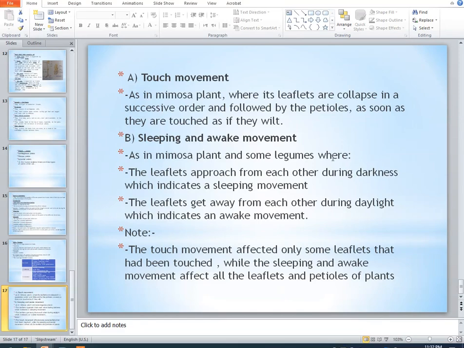We'll talk about the movement of the plants. Number 1, touch movement, as in the mimosa plant, whose leaflets collapse in successive order, followed by the petioles, as soon as they are touched. Sleeping and awake movement, as in the mimosa plant and some legumes, where the leaflets approach each other during the night, indicating sleeping movement. These leaflets move away from each other during the day, which indicates awake movement. Note that touch movement affects only the leaflets that have been touched, whereas sleeping and awake movement affect all the leaflets and petioles.